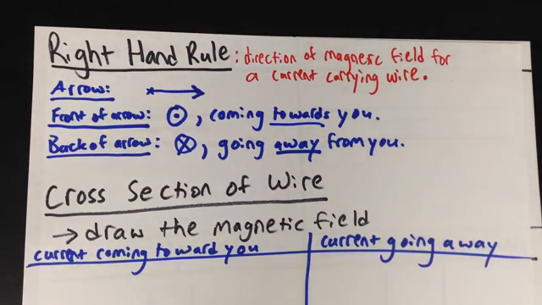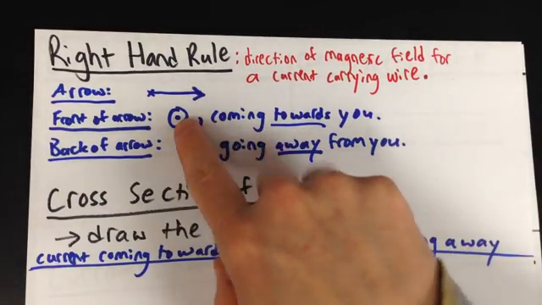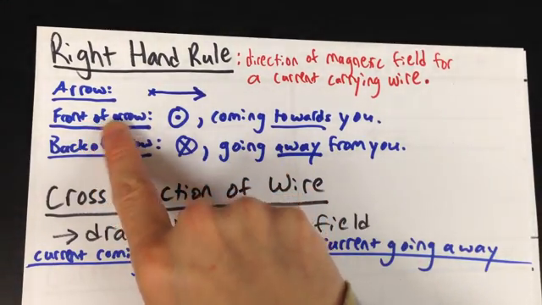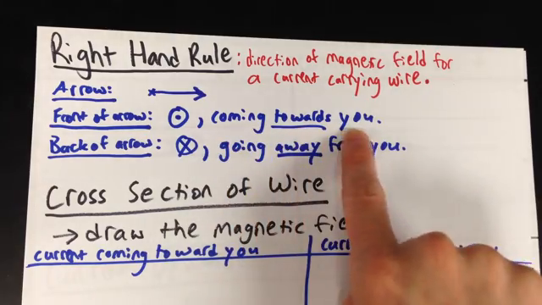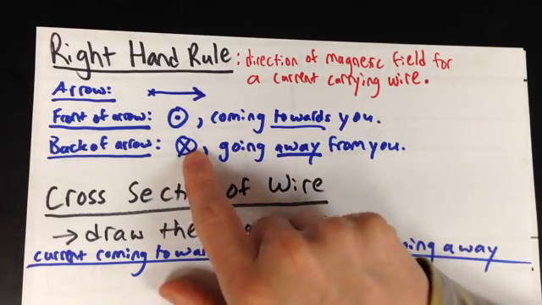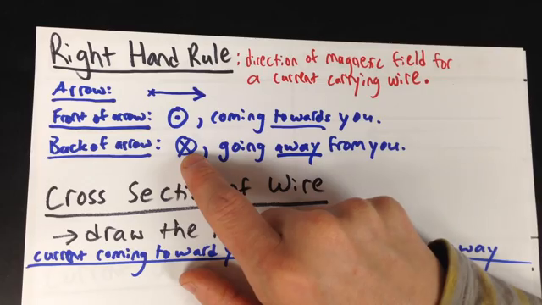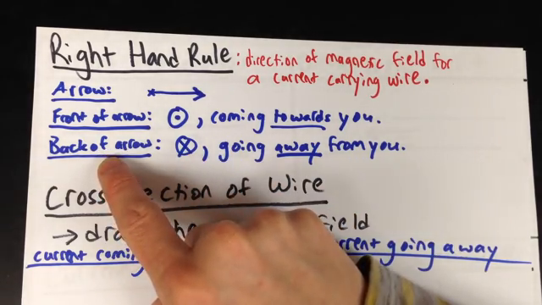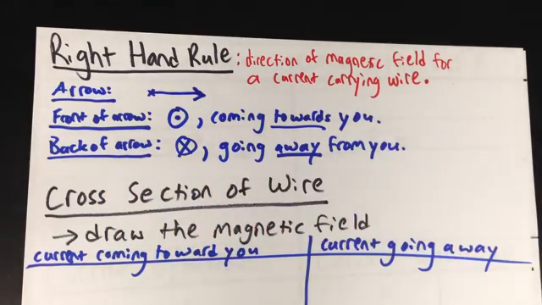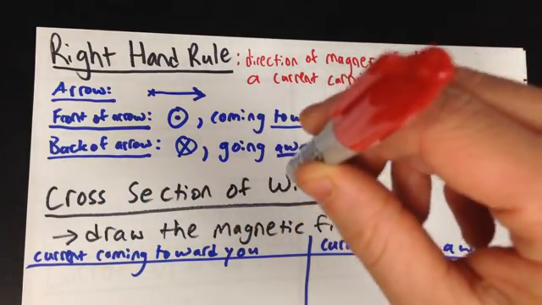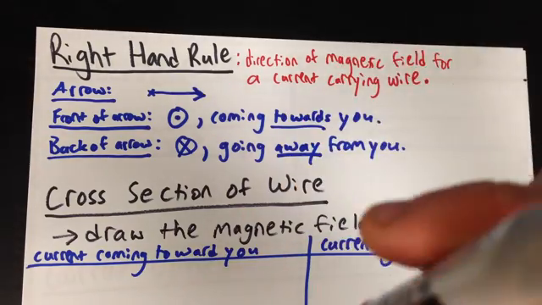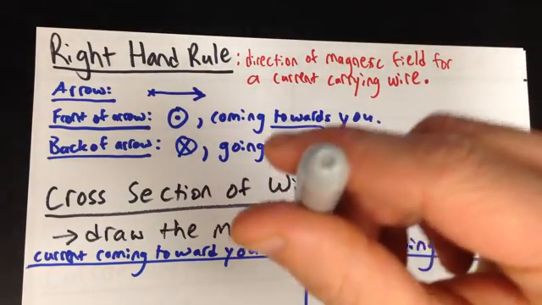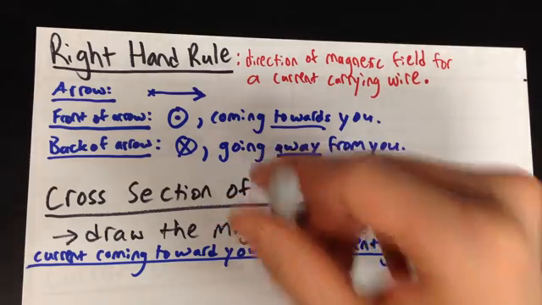And we think about the same thing for a current in a wire. We think of it like an arrow. If you see a point like that, that means you're looking at the front of the arrow. So that means the current is coming towards you. And if you see an X, it means you're looking at the arrow traveling away from you, or the current traveling away from you, because that's the back of the arrow going away from you. So basically, this would be a point coming towards you, and this would be an X going away from you, right?